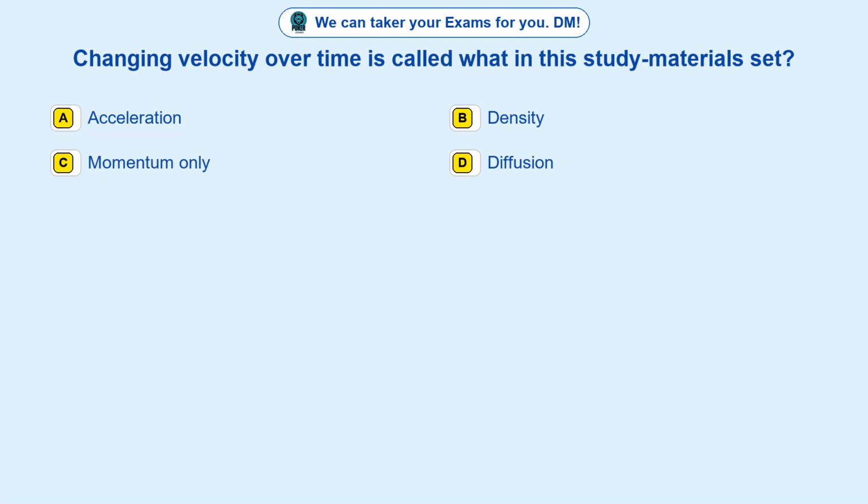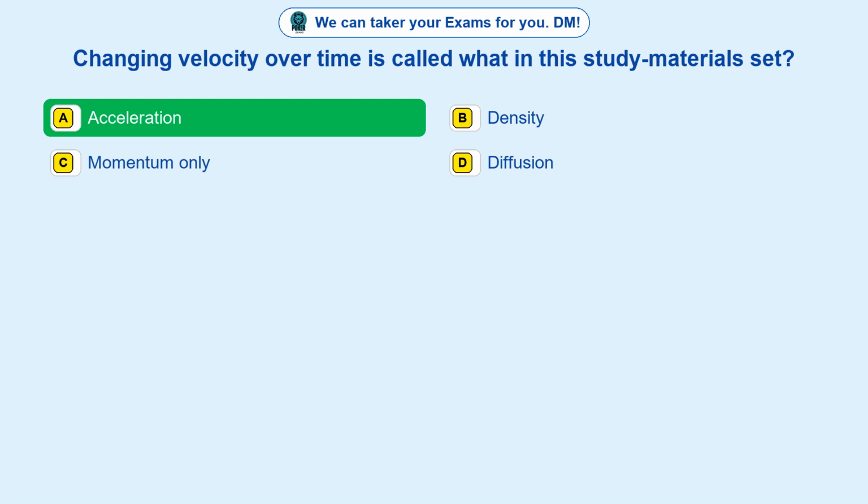Question 56. Changing velocity over time is called what in this study material set? Option A, acceleration. Option B, density. Option C, momentum only. Option D, diffusion. The correct answer is option A, acceleration.